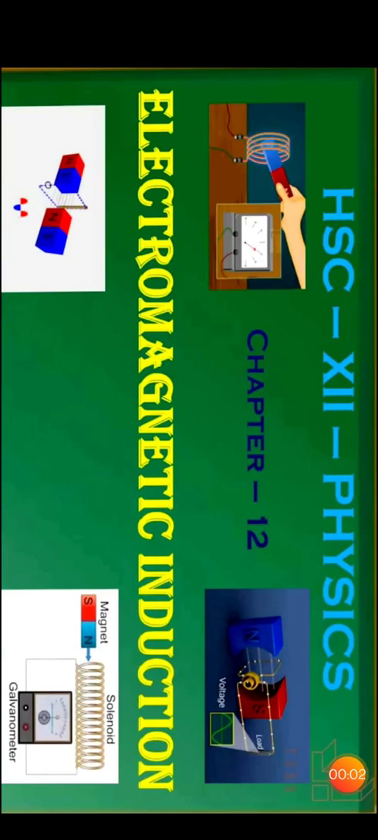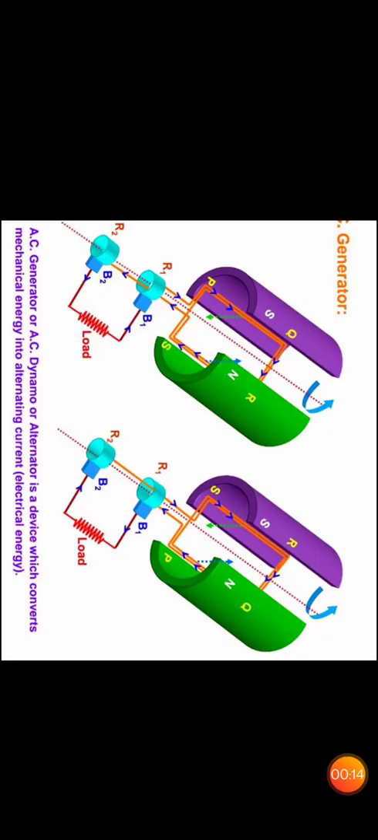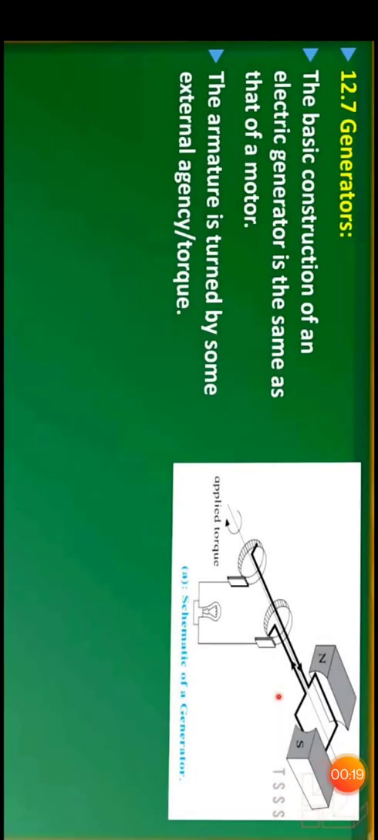Good morning, students. Now, in our chapter number 12, Electromagnetic Induction, we have studied a new topic, the generator, which is shown in the figure. The basic construction of an electric generator is the same as that of a motor. The armature is turned by some external agency or torque.